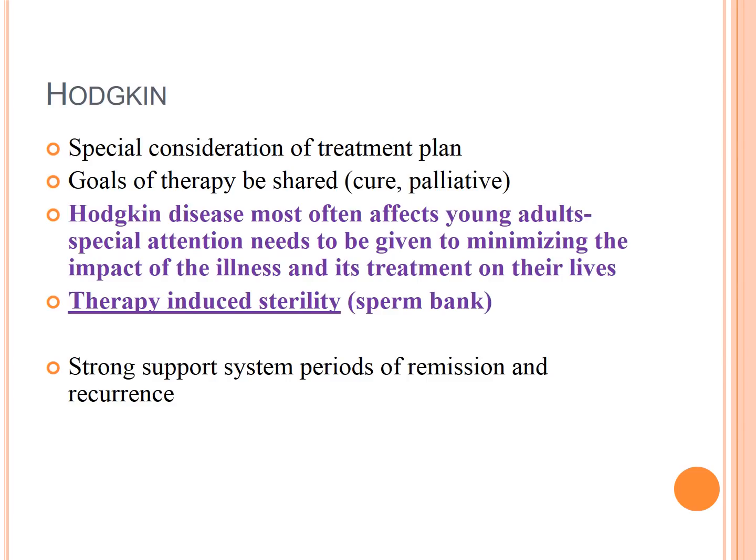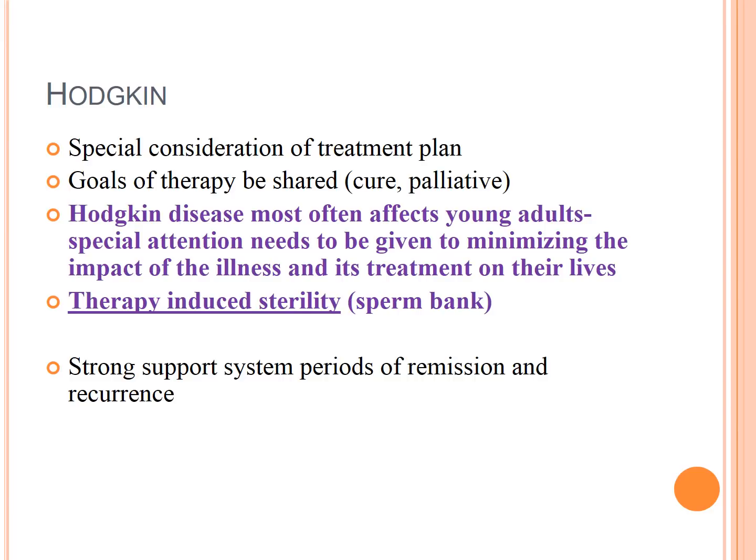So with Hodgkin's lymphoma, the treatment plan would involve discussing the stage of the lymphoma, whether it is curable, or whether you should start to have a conversation about palliative care, right? Palliative care meaning just helping to take care of the symptoms, okay? Hodgkin's disease most often affects young adults.